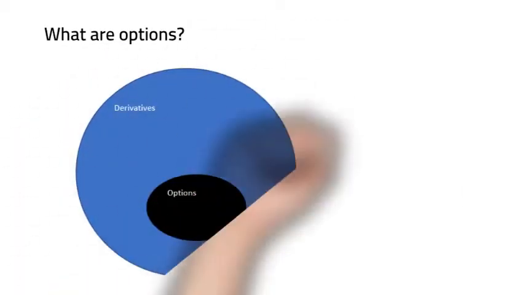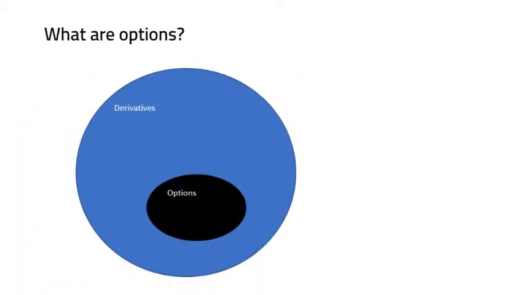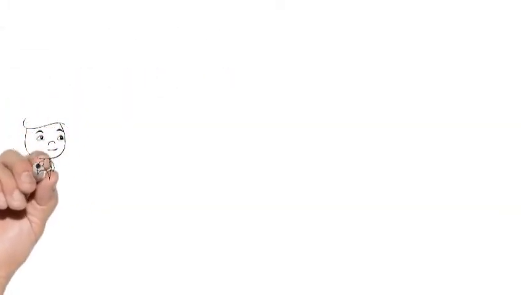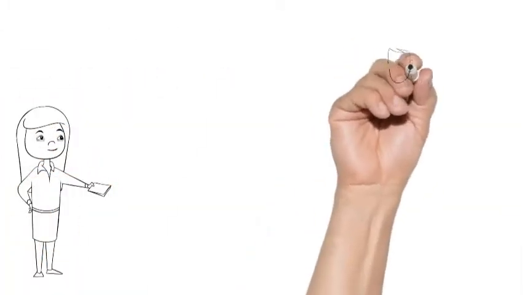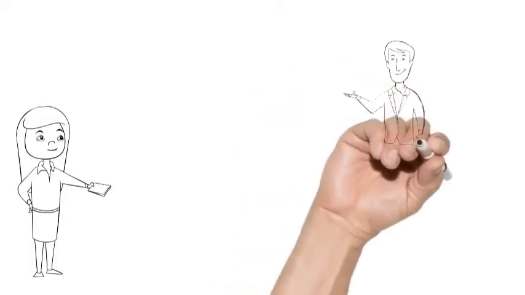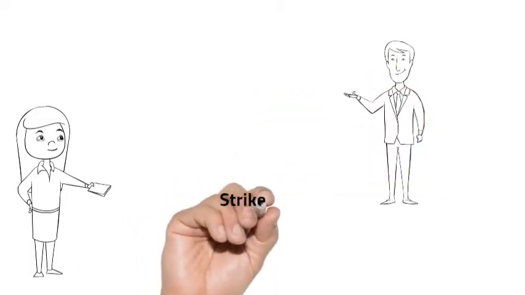What are options? I first want you to think of derivatives. The world of derivatives is a big one. Think of that word derivative for a second. What does that mean? In a financial sense, a derivative derives its value from some underlying asset or product. Options are a type of derivative. Clear as dirt?